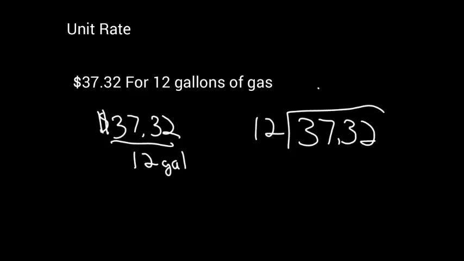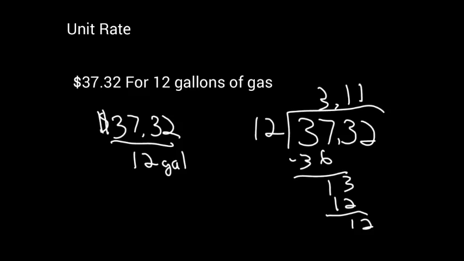12 goes into 37 3 times, which is 36. Subtract, you get 1. 12 goes into 13 once, you get 1. And 12 goes into 12 once. So our unit rate is $3.11 per 1 gallon.